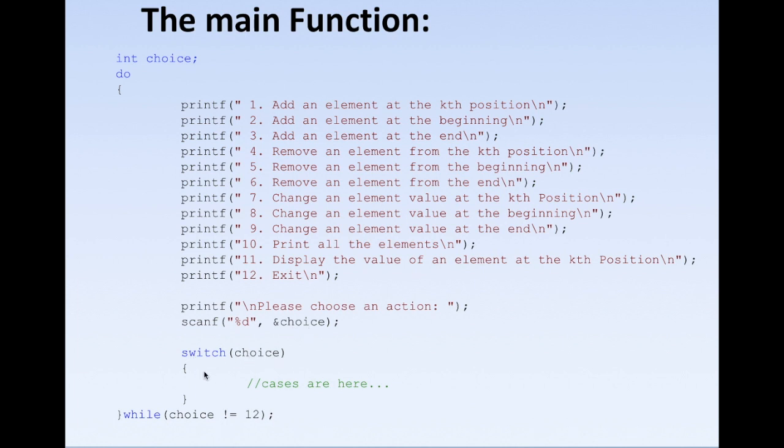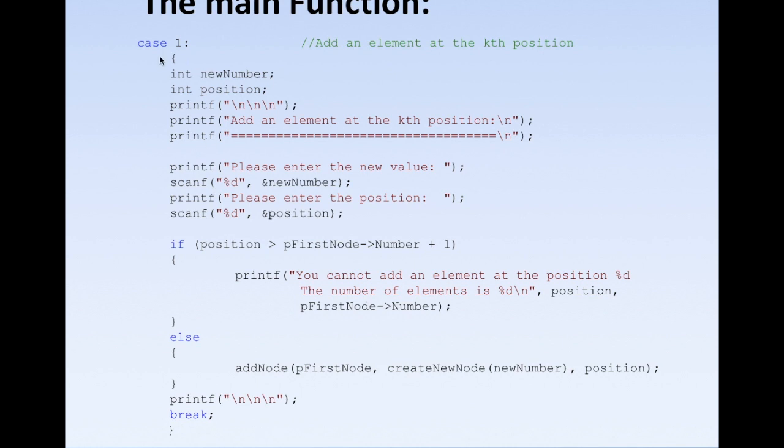You have to build up your code. While choice is not equal to 12, keep looping; when it becomes equal to 12, it will exit. So case 1 is add an element at a given position, and that's how I start. I'm going to start by adding elements to the linked list. Before I display them or change them, I have to first add elements.